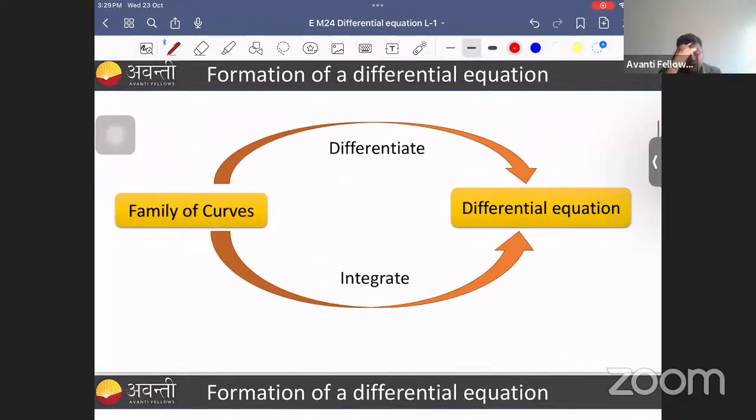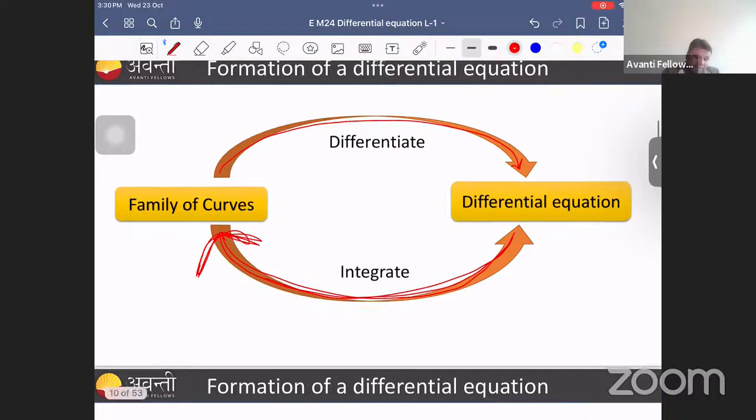Now family of curves to differential equation. How do we do it? From family of curves, you get differential equation if you differentiate it. And from differential equation, this is a wrong side arrow, from differential equation, you will get family of curves if you integrate it. Am I clear? So from family of curves, you will differentiate to get the differential equation. And from the differential equation, we integrate it to get the family of curves.